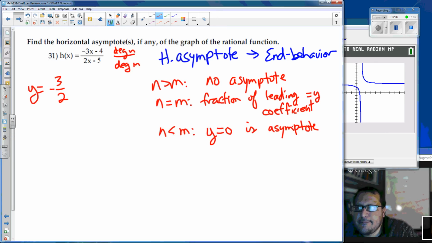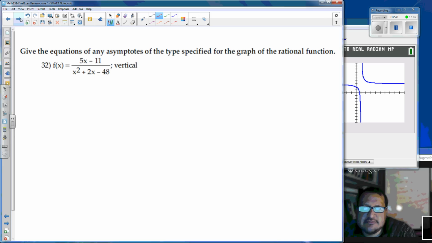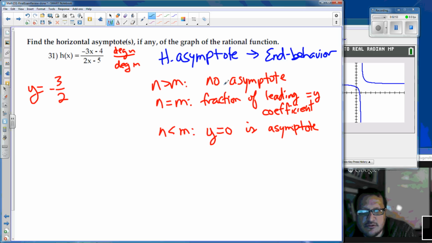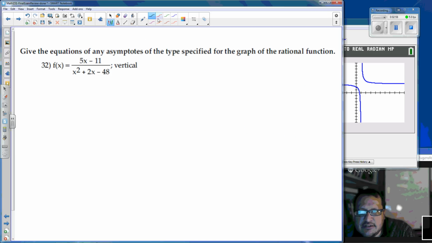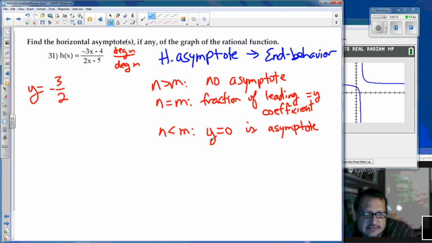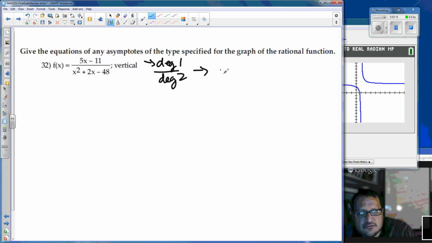Okay. Give the equations of any asymptotes of the type specified for this graph. So we already know what a horizontal asymptote is from here. Let's think about this case. The degree here is 1. The degree here is 2. That means y equals 0 is an asymptote. So y equals 0 is the horizontal asymptote.